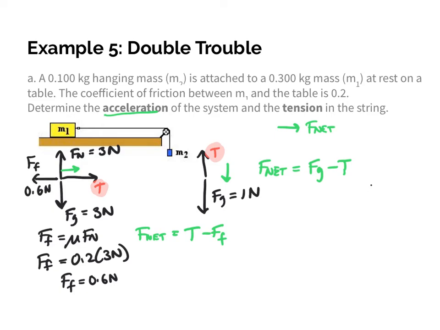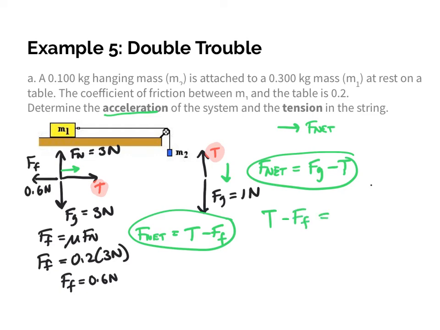But here's the thing: each object, the 0.3 kilogram mass and the 0.1 kilogram mass, are both going to experience the same net force. So what I'm going to do is take both of these equations, and since they're both equal to the same net force, set those equations equal to each other. I'm going to say the tension minus the force of friction should equal the force of gravity minus the tension.